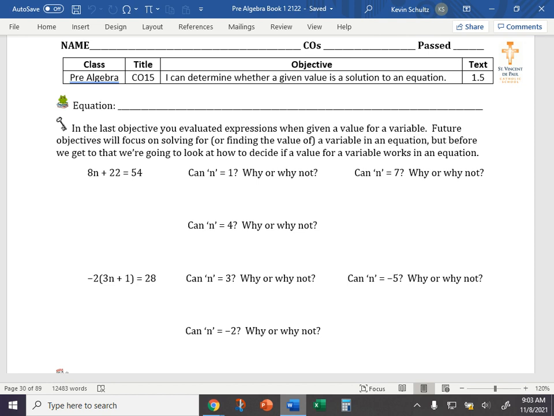One of the most important and best things you can do when we solve an equation is to check your answer, right? It's almost like cheating in math, but I encourage it. Check your answer, make sure it makes sense. That's essentially what CO15 is all about here.